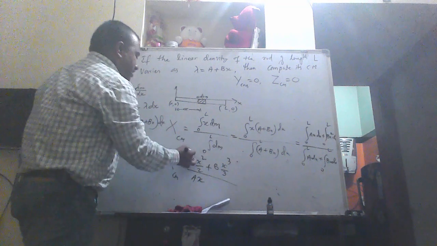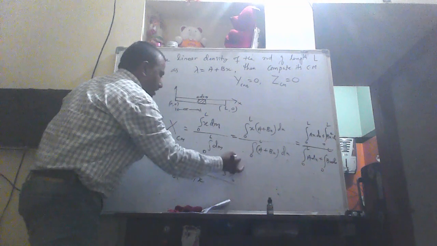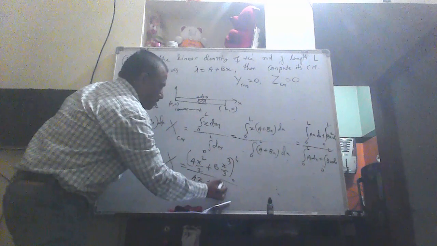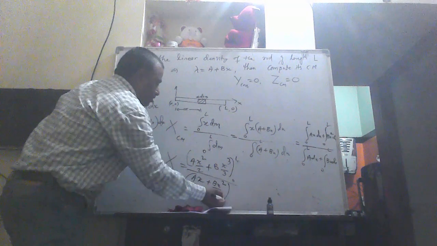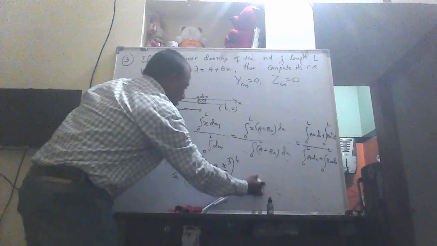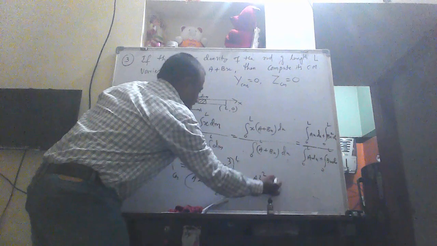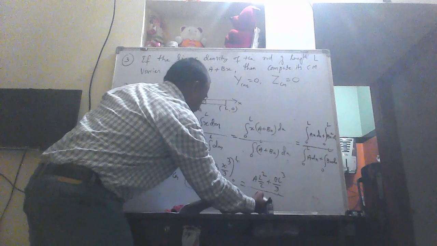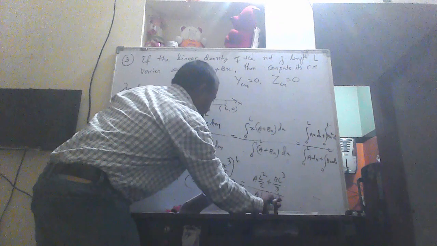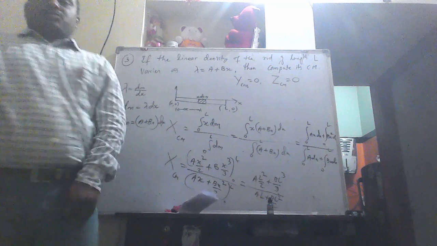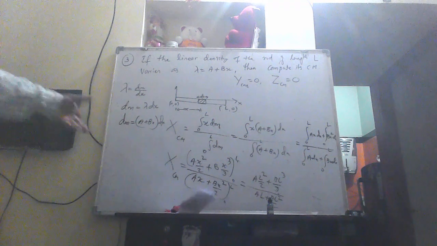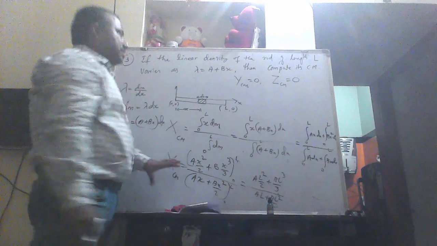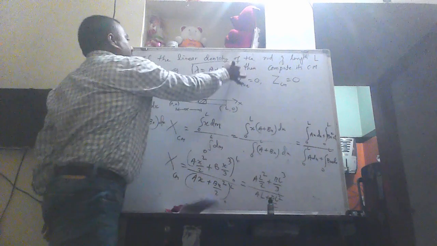They have given limits also. The limits are from 0 to L in all the cases: ax plus bx square by 2, limits from 0 to L. What happens here? (al square by 2 plus bl cube by 3) divided by (al plus bl square by 2). You can solve and sort it like the option. You can take the LCM, and that is what we have given, the linear density.